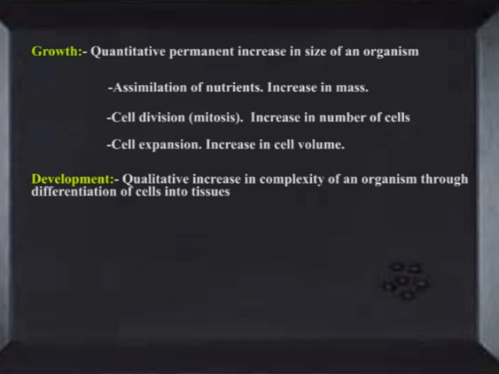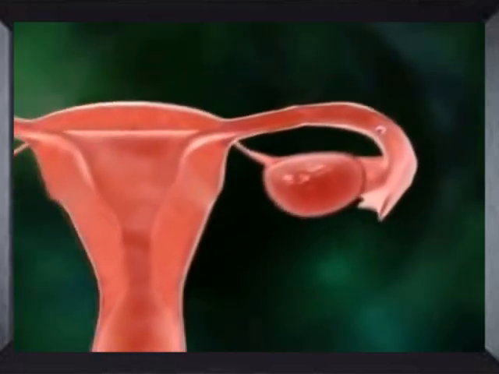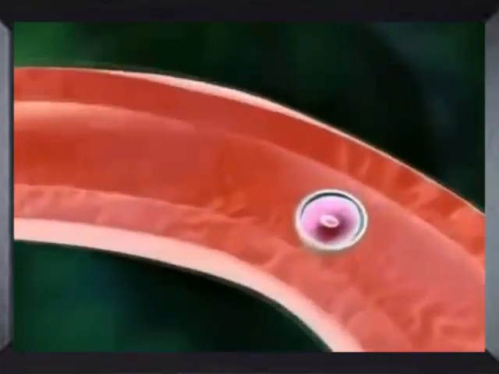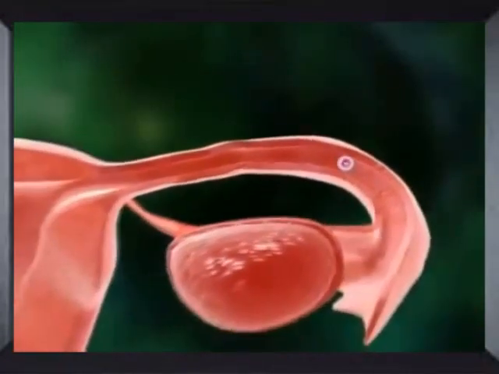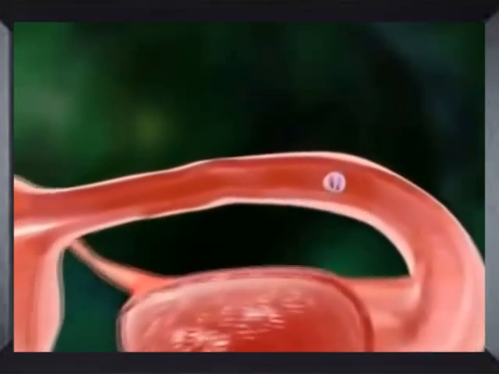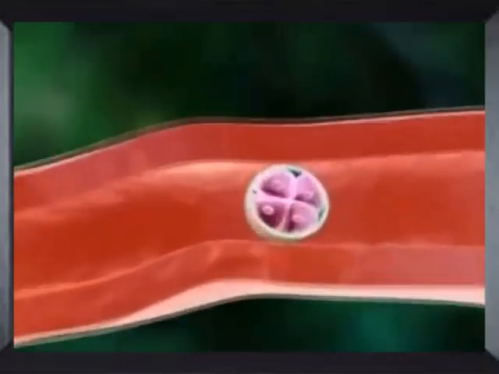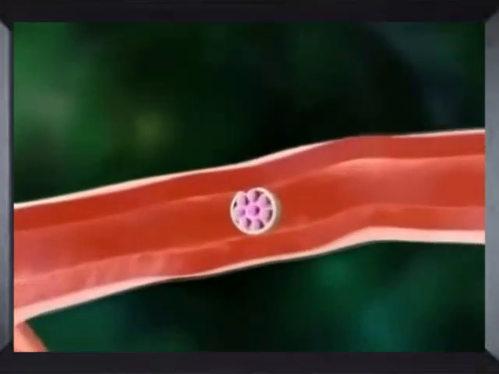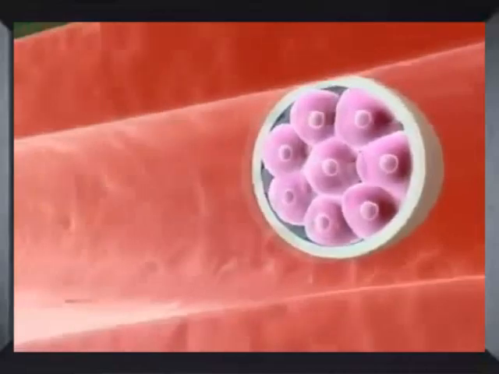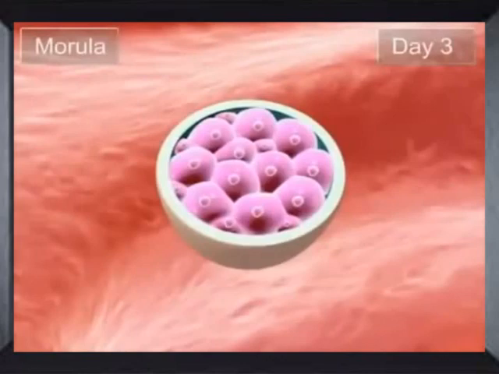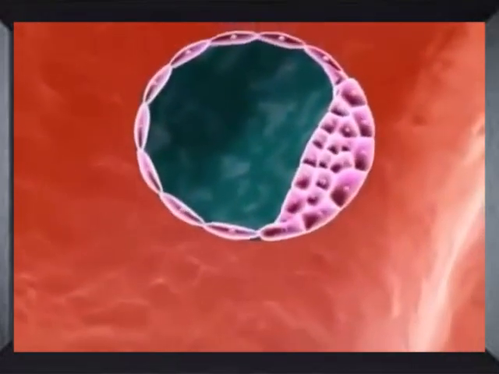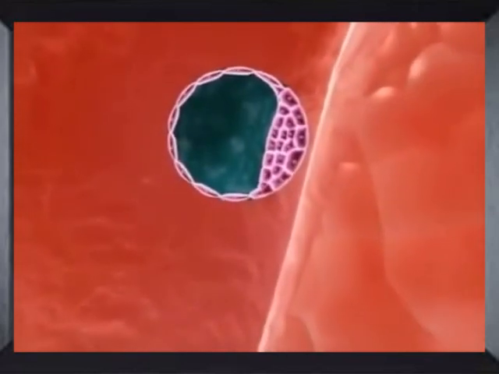A mature human being has millions of cells in the body, and yet he or she started from a single cell, that is a fertilized egg. During sexual reproduction in mammals, an ovum fuses with a sperm to form a zygote. The zygote divides rapidly without increasing in size, first into 2, then 4, then 8, 16, 32, and so on, till it forms a mass of cells that we call morula. This first cell division is called cleavage.